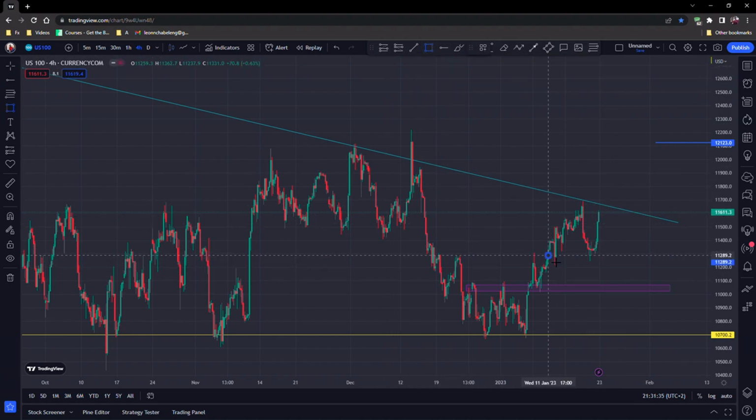But we can also see that this area right there is another area where the market may come back to retest. But that's going to be it for the weekly market overview.